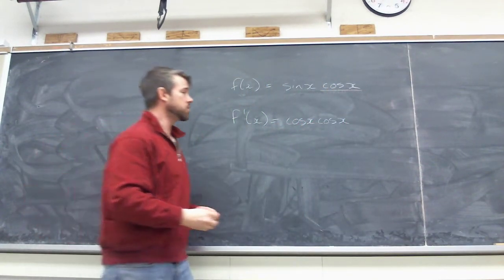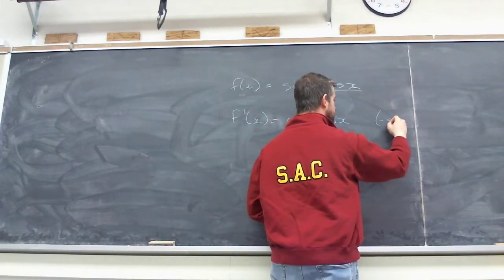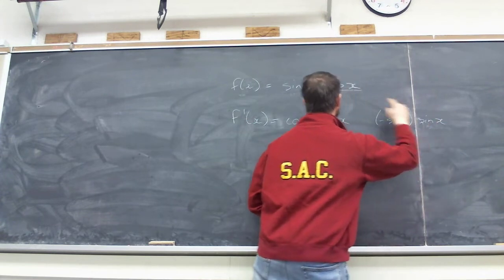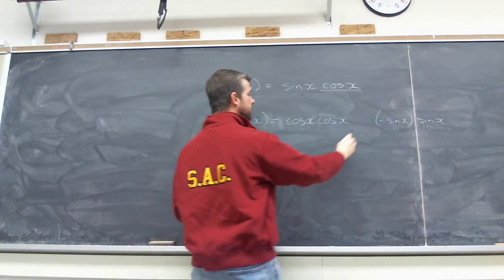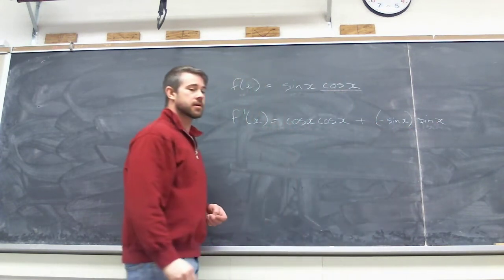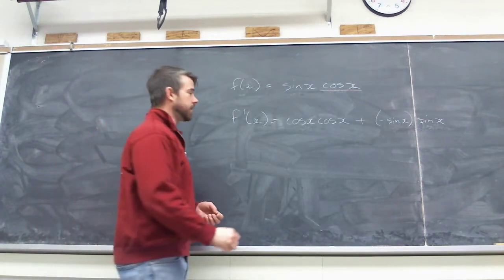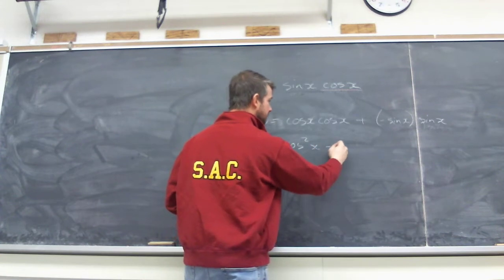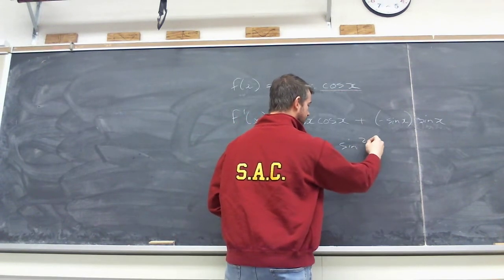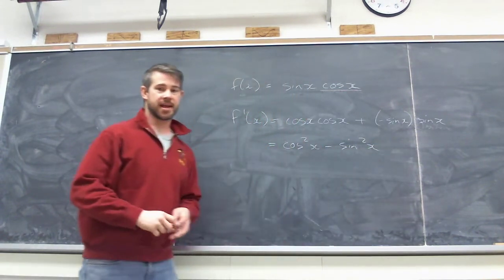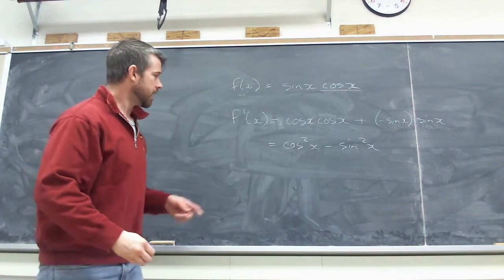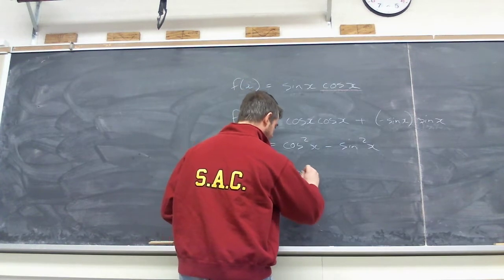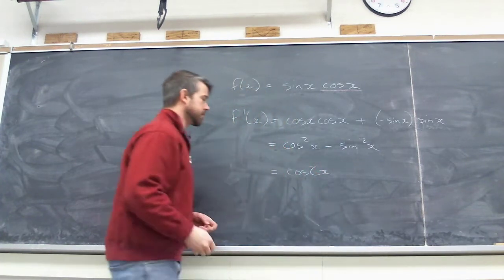So the derivative of cosine is negative sine. And multiplying by the first function is sine x. Now remember, it's the sum of those two things. And this one we could simplify a little bit further. So this is cosine squared x minus sine squared x. And if you remember your identities, this is an identity. In fact, it is the cosine of 2x.